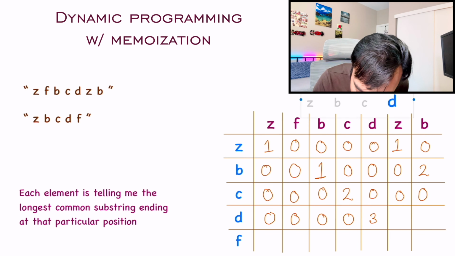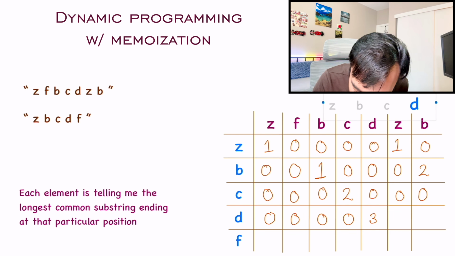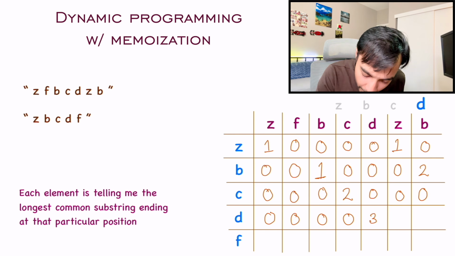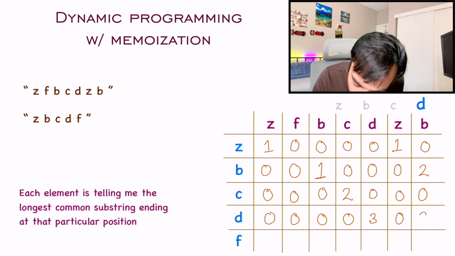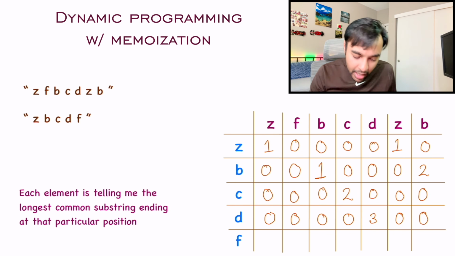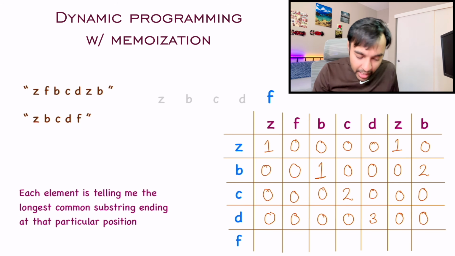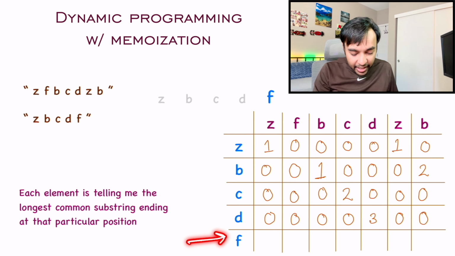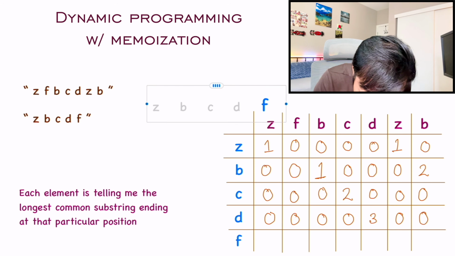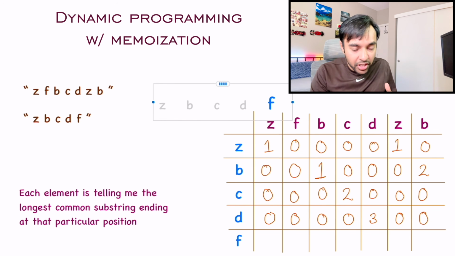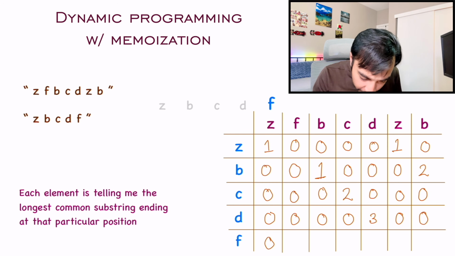Once again, move ahead. D and Z do not match and D and B will also not match. So at both of these positions, I will once again write down a 0. We are done with the character D. Let us now start with the last character F and complete our matrix. F and Z do not match. So I will write down a 0 over here.